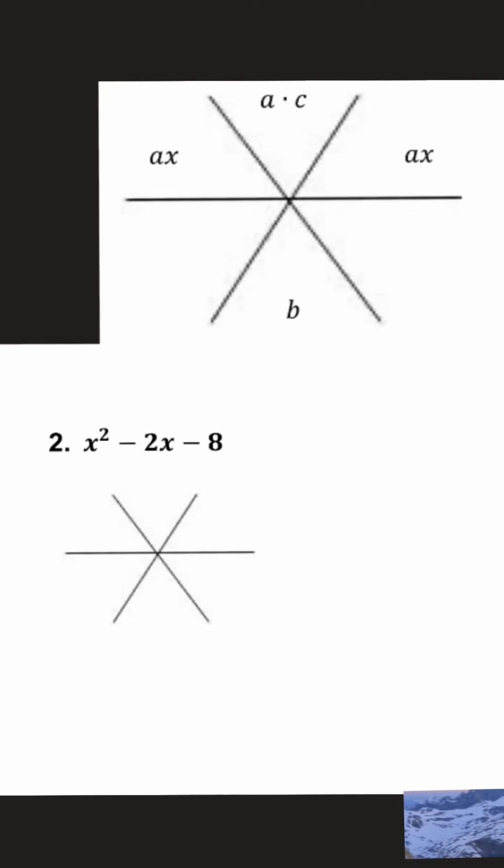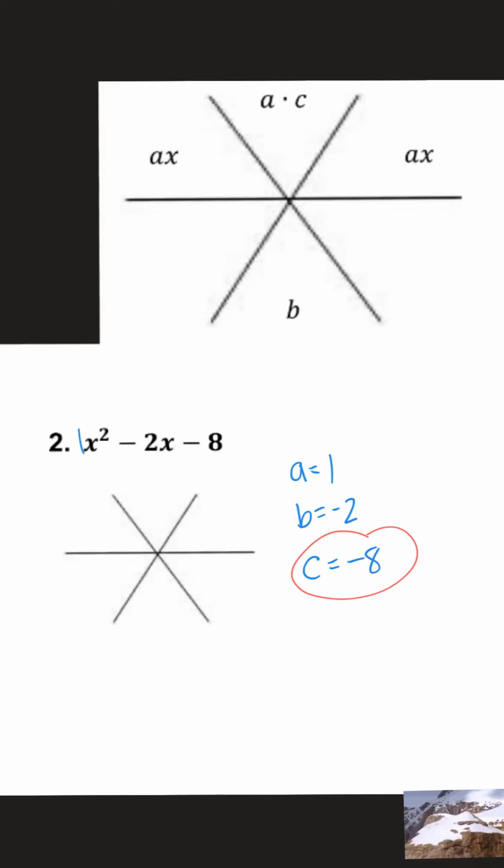Okay, last one for today before you try it. We'll list our A, B, and C. So A, remember there's a coefficient of 1 here, B, coefficient of -2, and C, a coefficient of -8. Since C is negative, we are going to be looking for a difference, and we are going to have one positive and one negative sign.